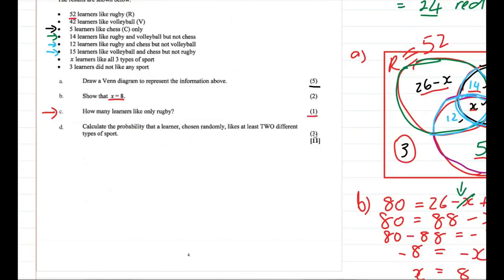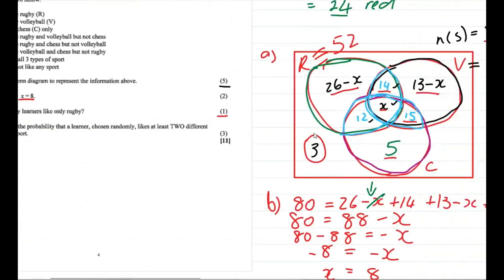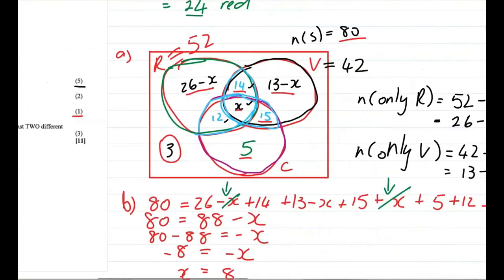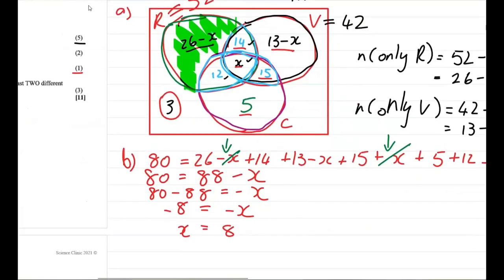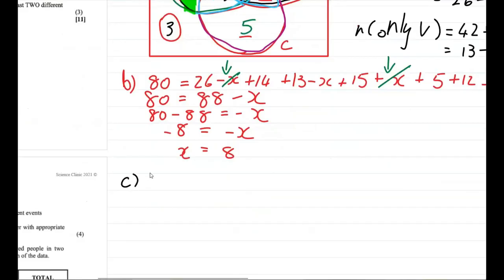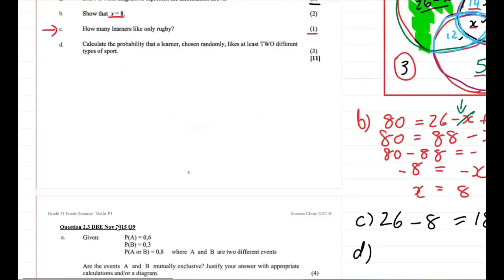Very easy. How many learners like only rugby? Only rugby, remember, is this part over here. So how many learners like only rugby? 18 learners. Yes. How did you find that? Well, I substituted the 8 in the place of the x. Yes. So that's going to be 18 learners. Last one before we go on a break.